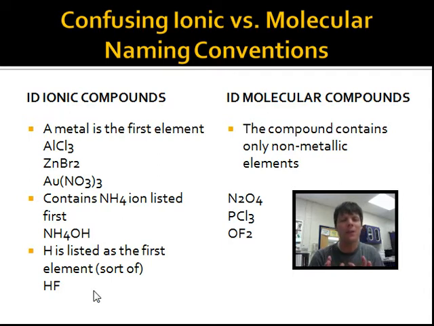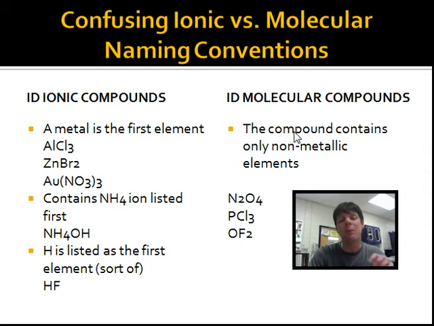Finally, this one is kind of gray area. If you see that hydrogen is the first listed element in the name or the formula of a compound, normally we're going to name this using ionic naming conventions. For example, HF, we will name this hydrogen fluoride. Again, this is a gray area. Hydrogen fluoride or similar compounds like hydrogen chloride are actually a little bit ionic, a little bit covalent.